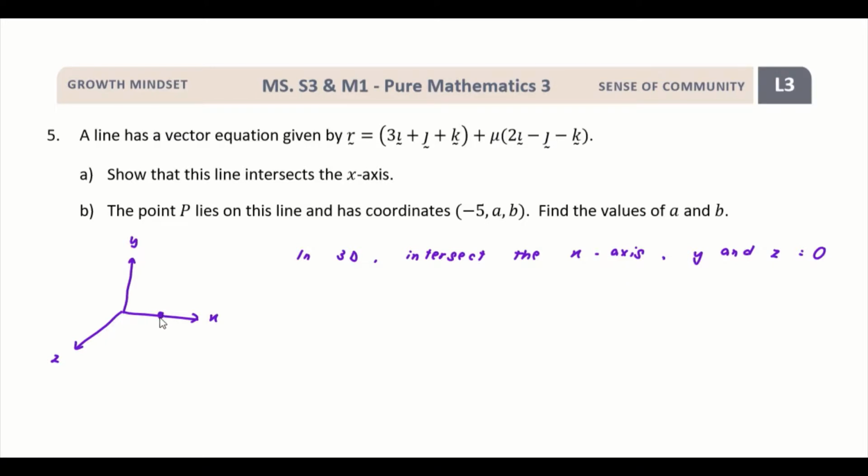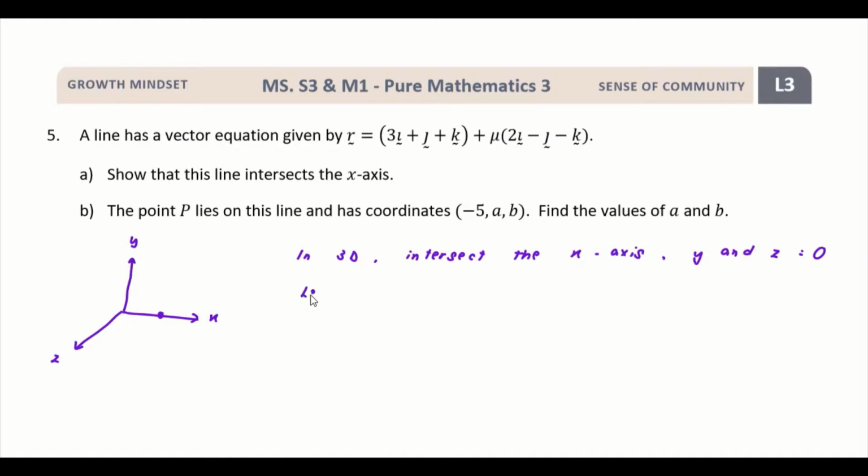I want to find the intersection point over here, which means that there will be zero translation in terms of j, and zero translation in terms of k. So it's only on the x-axis. That's why the line intersects the x-axis. So we need to prove that we can find a point with an x coordinate, and for the j and k part is going to be 0.